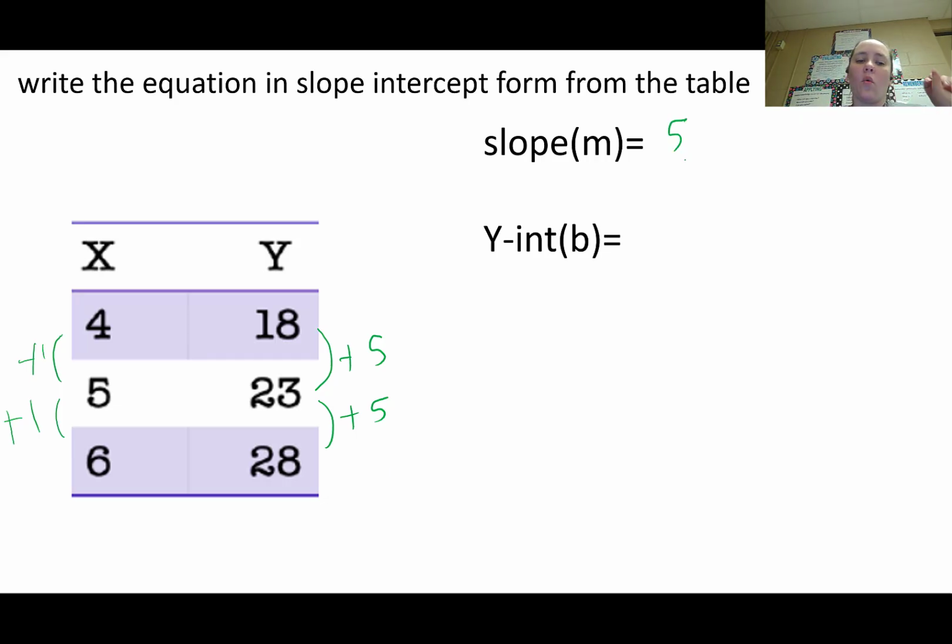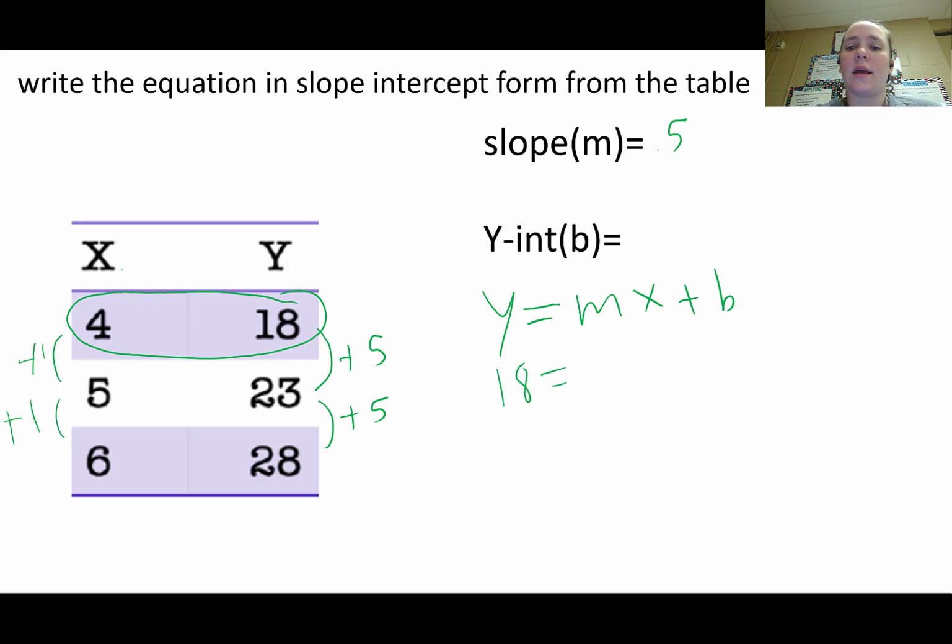All right, now I'm going to pick one point on my line, and I'm just going to pick the top one. It doesn't matter, I could pick any of the 3. This is going to be my x and my y. In order to find b, I'm going to plug in all the information I do have. So I know my y is 18, my m is 5, my x is 4, and I'm looking for b. Well, I can solve for b.